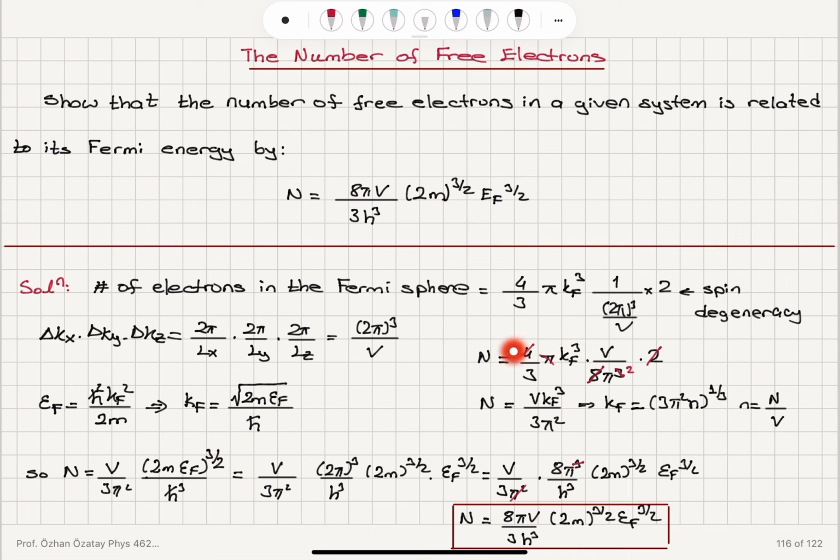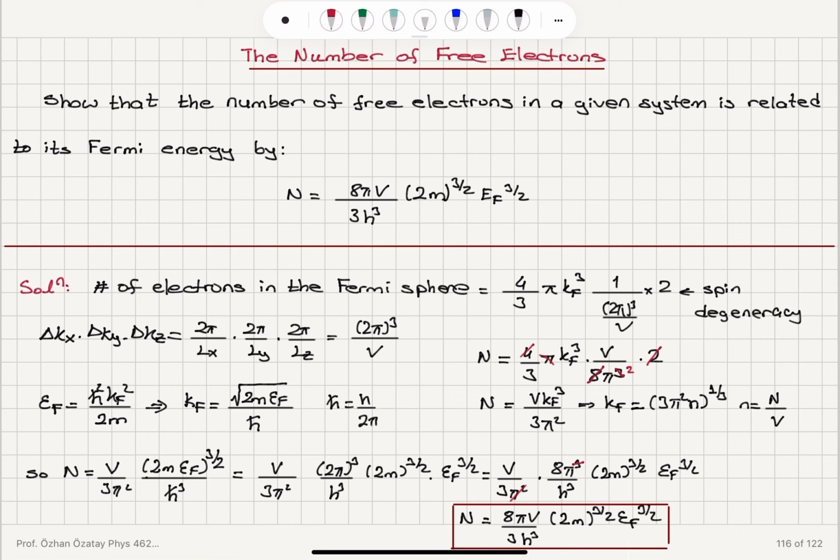So the number of states, 4/3 pi kF cube divided by V over 8 pi cube, multiplied by 2, gives us V kF cube over 3 pi square as the number of electrons. So the number of electrons is related to the Fermi wave vector as kF equals 3 pi square n to the power 1/3, where n is capital N over V, the number density of the electrons. Now the Fermi energy is h bar square kF square over 2m. So the Fermi wave vector is square root of twice the mass of the electron times the Fermi energy, divided by h bar, where h bar is Planck's constant h divided by 2 pi.